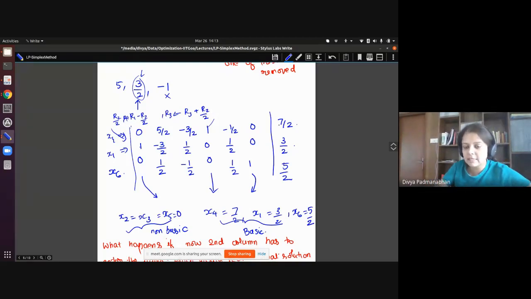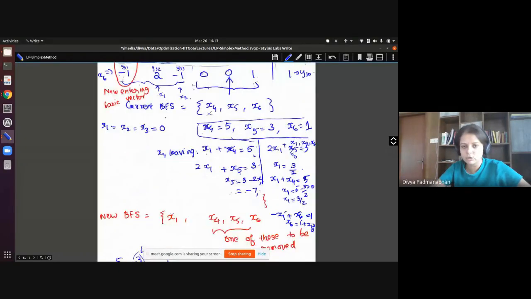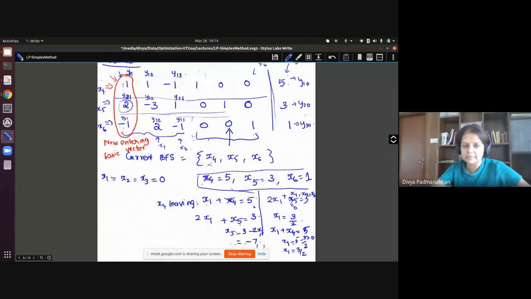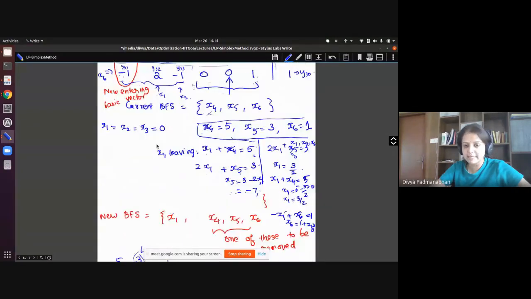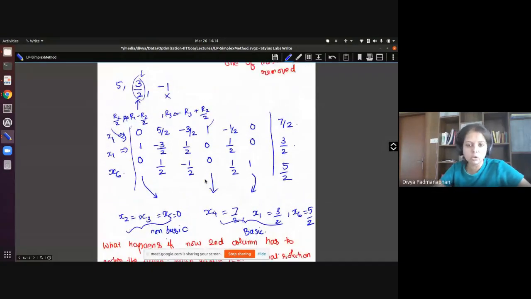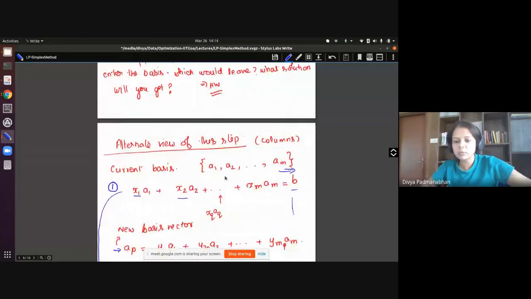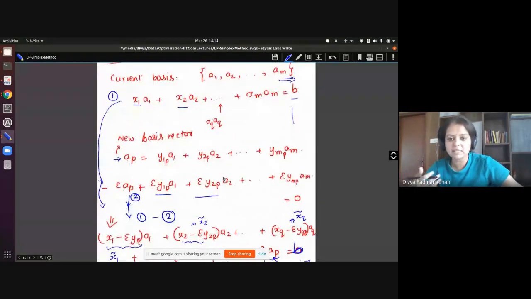And you can see that all these values, as we rightly wanted, are greater than or equal to 0, so they're feasible. Okay, so just try out what happens if the second column has to enter. We took the first column, x1, as entering. Suppose instead of x1, you wanted x2 to enter the basis, what's the revised tableau going to look like? You can work this out yourselves. So we saw this alternate view also, which explains why these kinds of operations work.